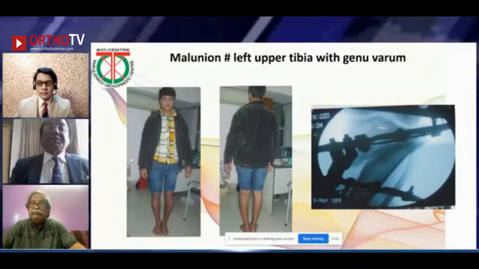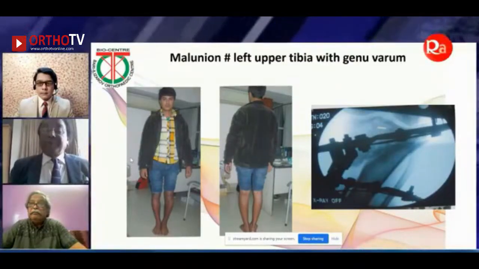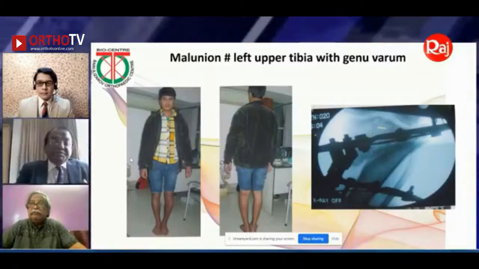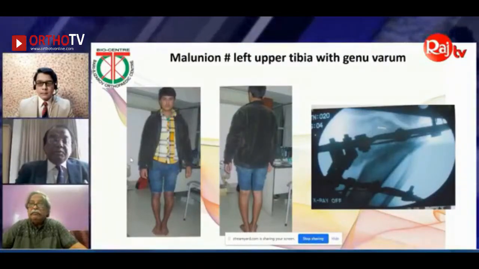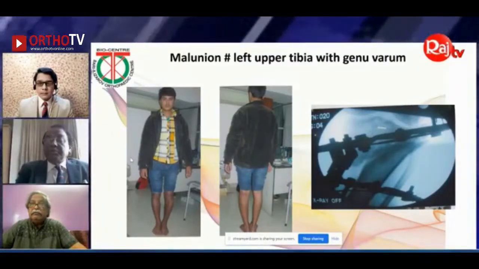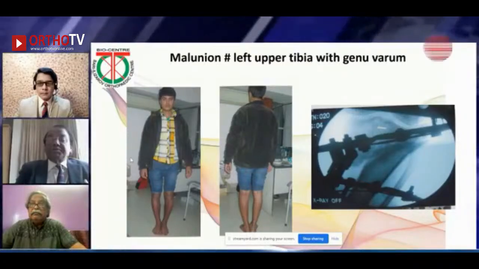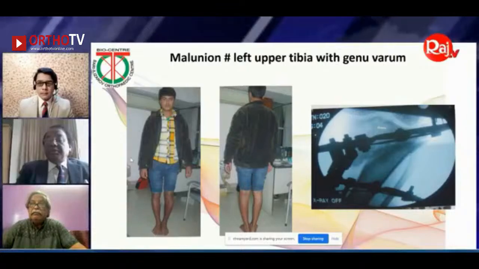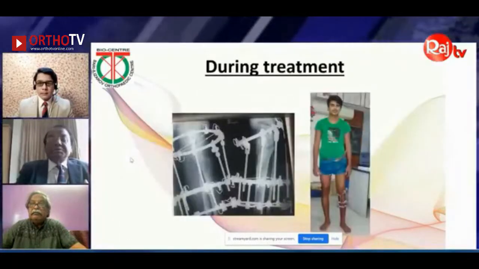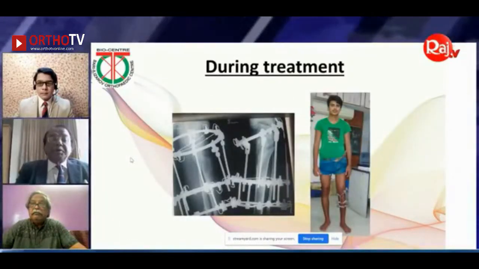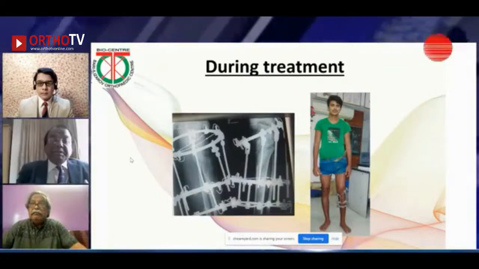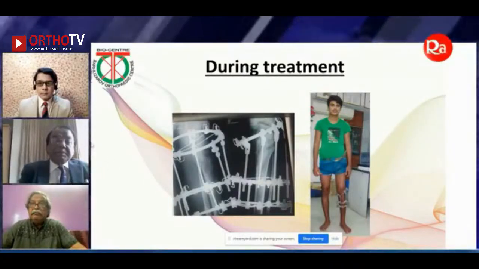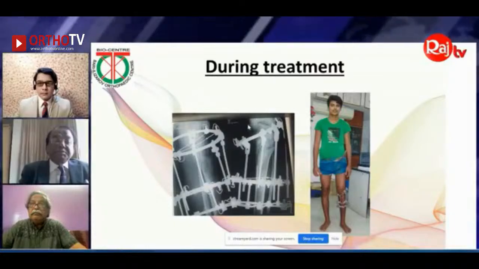Here, malunion fracture, left upper tibia, varum. Look at this, from the front side and from the back side of the left tibia. Now, this is the first ring in the top and distally, and we have put the wires. Then you can see here the placement of the olive and the wires on the left side, and this is the placement of the hinges.